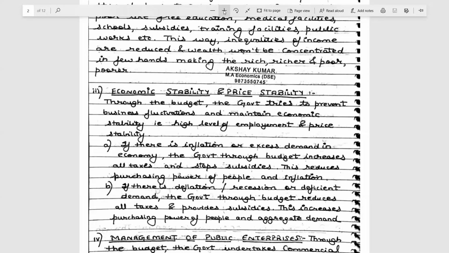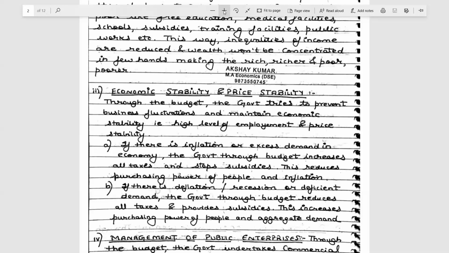On the other hand, if there is deflation or recession, or there is deficient demand in the economy, इसका मतलब अगर डिमांड कम है और प्राइसेस फॉल हो रहे हैं, तो गवर्नमेंट will reduce all taxes and provide subsidies. टैक्सेस कम करने से, सब्सिडीज प्रोवाइड करने से क्या होगा? डिमांड ऑटोमेटिकली बढ़ जाएगी. जब टैक्सेस कम हो जाएंगे तो लोगों की डिमांड बढ़ जाएगी, लोग ज्यादा गुड्स एंड सर्विसेज बाय करना चाहेंगे. I hope everyone is understanding this.